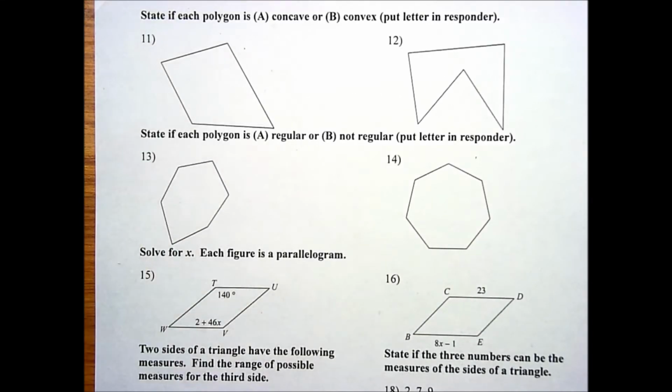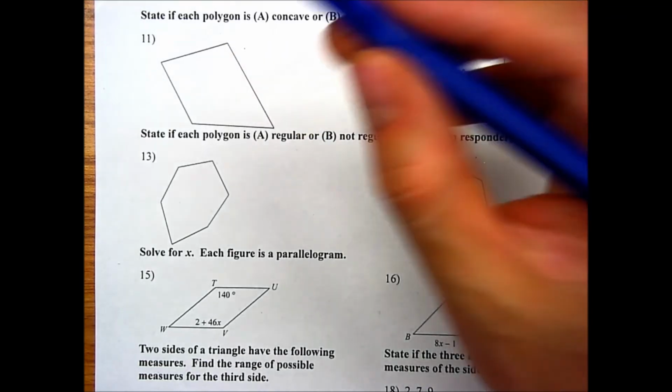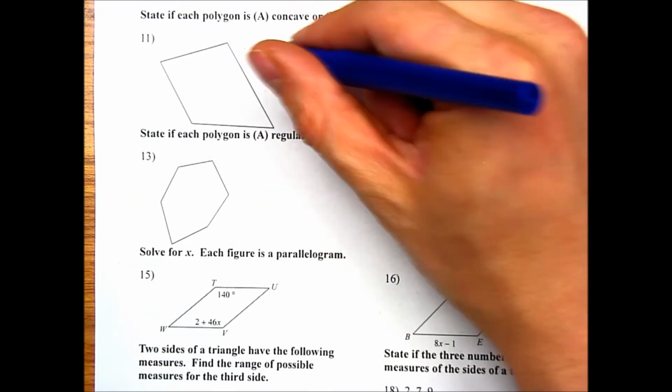And we're back with question 11. Convex versus concave. Concave, again, has a cave. In other words, it caves in on itself like a cave on a cliff or a cave in an outcropping. Convex has no cave. So this one here on the left is convex because it does not have a cave. It does not cave in on itself. So that is convex.